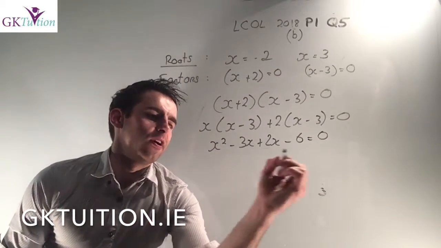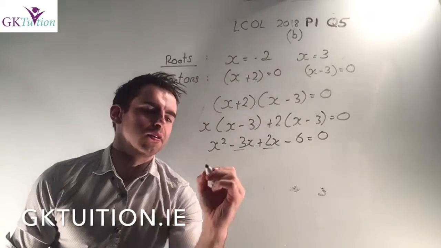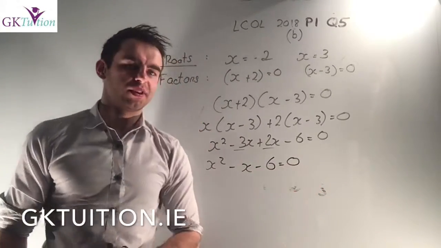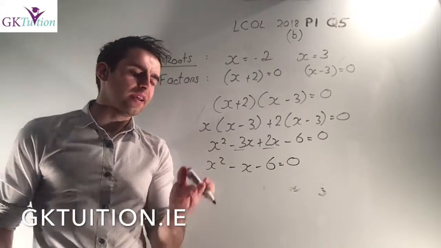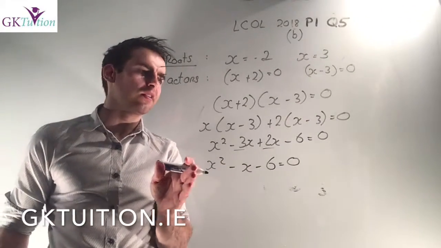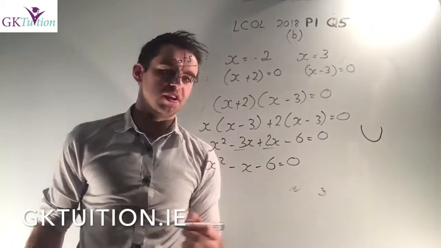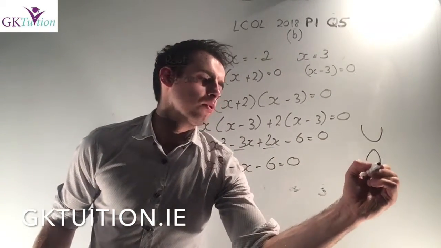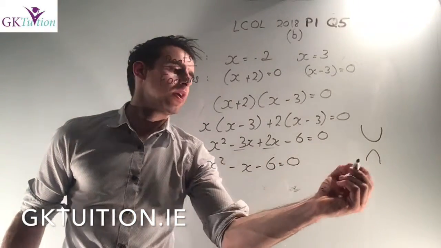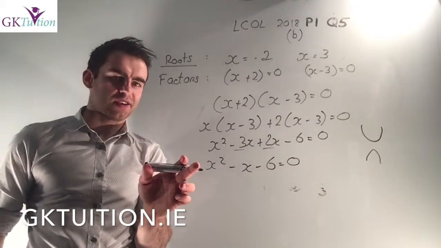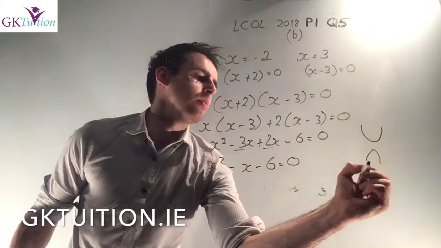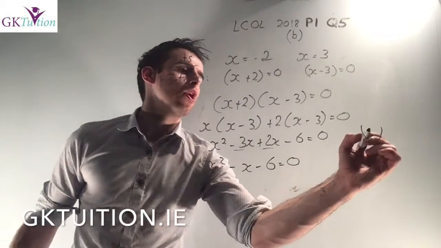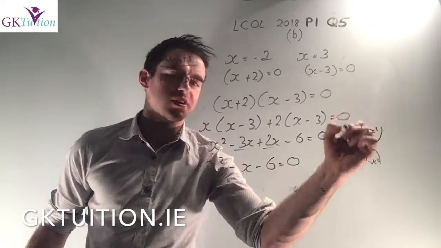Now, all I need to do now is group my like terms, so I get x² - x - 6 = 0. But clearly, if there's a plus in front of your x squared, that means that it's a U shape. But the graph I have is an N shape. In order for a quadratic to be an N shape, then the value in front of the x squared needs to be negative. So it must be a minus x squared. If it's a minus in front of the x squared, it's an N shape, whereas if there's a plus in front of the x squared, it's a U shape.